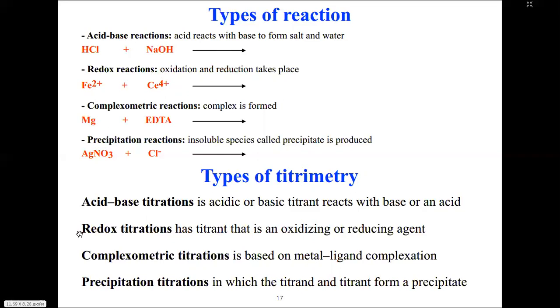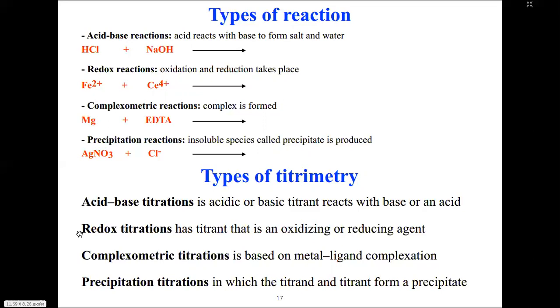Now, in redox titration you have a redox reaction. So you need to have oxidation and reduction taking place. One of them is the oxidant and the other one is the reductant. One of them will be in the burette and the other one will be in the conical flask. Like in complexometric titration, you have complex formation between the metal and the ligand. One of them will be in the burette and the other one will be in the conical flask. And there will be an indicator as well, which will indicate the end of the reaction.